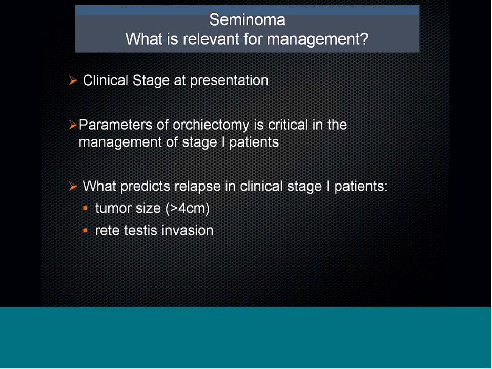As a pathologist, what's relevant to report on seminomas, important for diagnosis and prognosis of patients? Management depends mostly on the clinical stage at presentation. So if the patient has advanced stage, there will be adjuvant therapy. So parameters of the orchiectomy specimen are very critical in the management of stage 1 patients. So what predicts relapse in clinical stage 1 patients with seminoma? Rete testis invasion and tumor size have been reported to be associated with a higher risk of relapse in these patients.